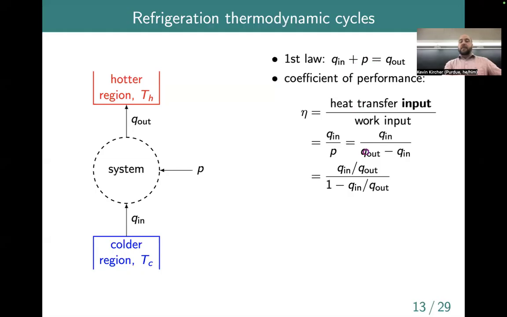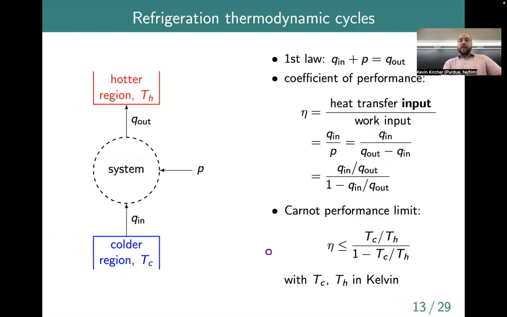We again can use the first law to replace the P in the denominator there. And we find that the COP depends only on the ratio Qin to Qout, but that ratio now shows up in the numerator and the denominator, as opposed to the heat pump COP, where it only showed up in the denominator. And then again, there's a second law or a Carnot performance limit that says no matter what you do with a real machine, it can never be more efficient than this number given on the right-hand side here, which basically, again, comes from just replacing the ratios of heats with the ratios of temperatures.